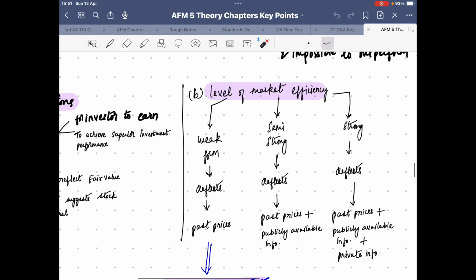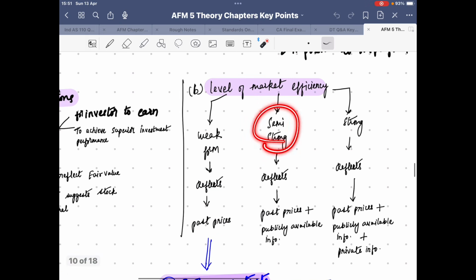Level of market efficiency. Weak form reflects past prices. Semi-strong market reflects past prices plus public available information. Strong market reflects past prices plus public available information plus private information.